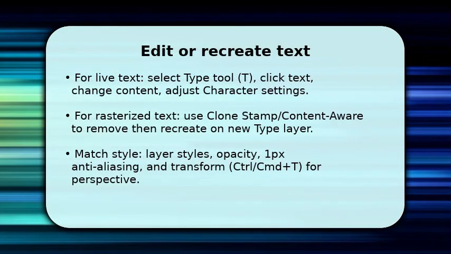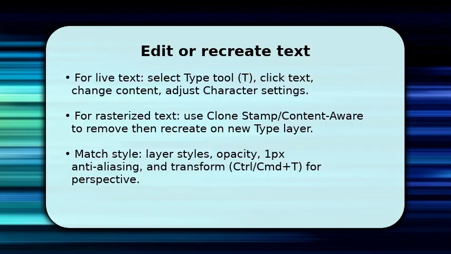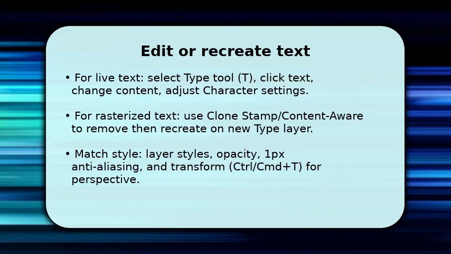If the text is live, choose the Type tool and click the text layer to edit. Then tweak kerning, leading, and color in the character panel so it matches. If it's rasterized, remove the text with content-aware fill or clone stamp, then recreate the text on a new type layer, sampling colors and fonts to match.